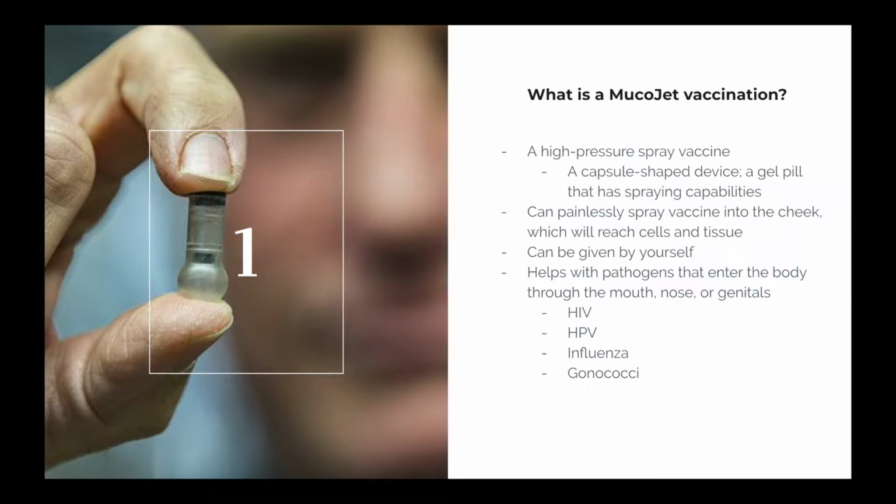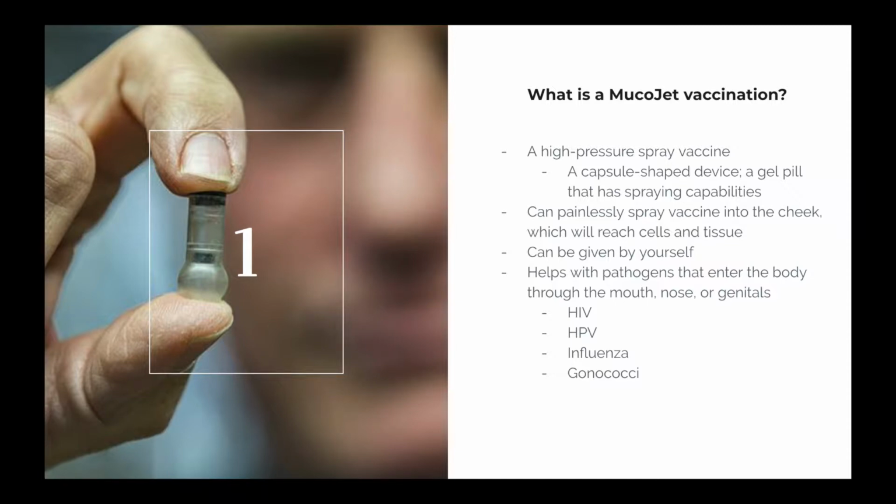The MucoJet is a painless, high-pressure spray vaccine. It is a gel pill that can be placed inside of the cheek. The placement inside of the cheek allows for the vaccination to reach the body cells and tissues. One can administer this vaccine to themselves. The MucoJet helps protect one against harmful pathogens that can enter the body through the mouth, nose, or genitals.